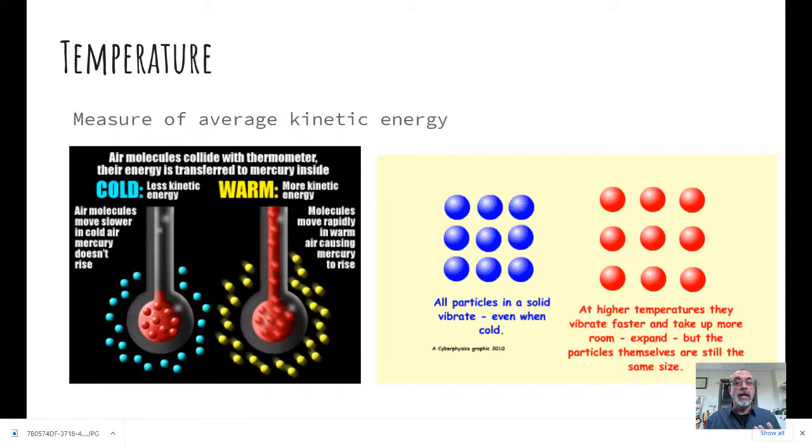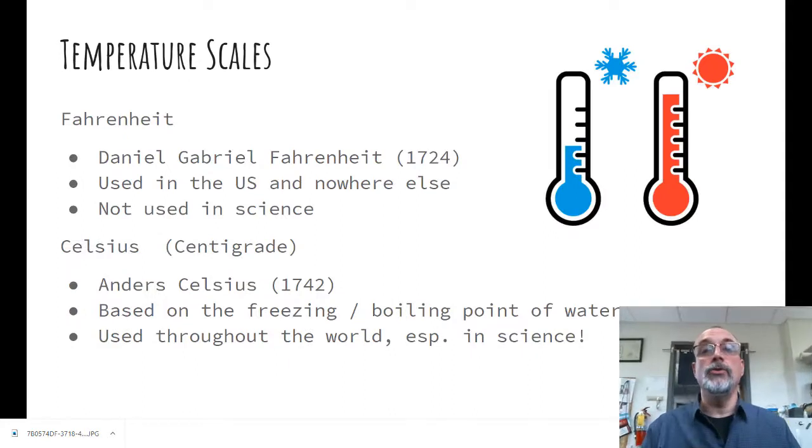There are three main temperature scales. Two of them you probably heard of. As a matter of fact, I would bet that you use Fahrenheit all the time. The Fahrenheit scale was created in 1724 by Daniel Gabriel Fahrenheit. It's only used in the United States. Nowhere else in the world uses the Fahrenheit scale, and nobody in science uses Fahrenheit. The Fahrenheit scale was set up around some less than precise values. It's been refined over time, but it's just not very useful in science.